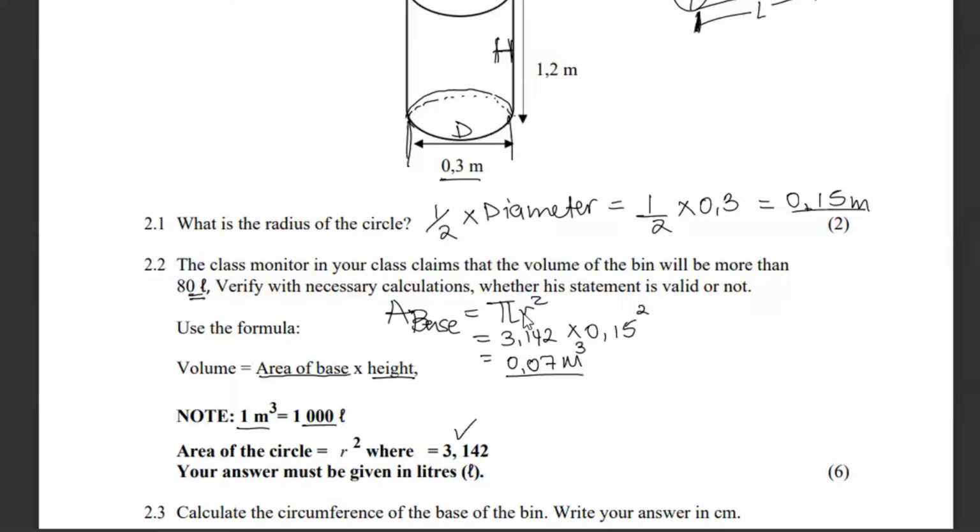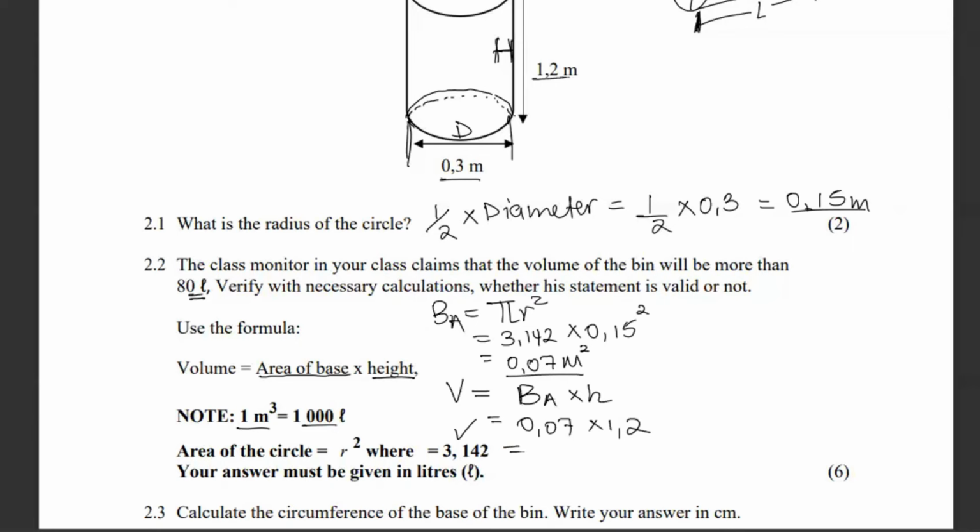We are not interested in this. We are verifying liters, so we need to change the meters cubed. Oh, sorry. This is the area, not yet the volume. So this is the base area. If you have to look for volume, we shall say base area, BA, which is this one here, times the height. So the BA, we've got it at 0,07 times our height, which is 1,2.